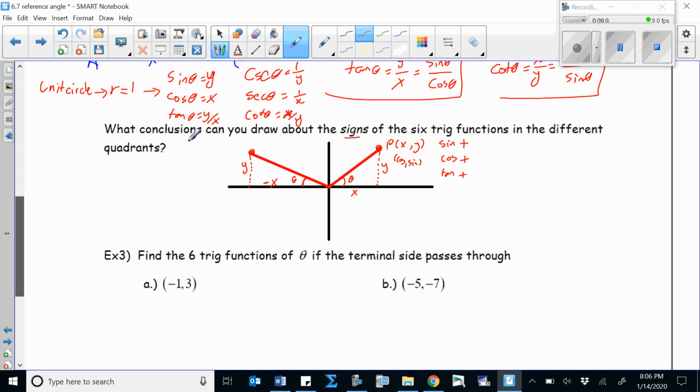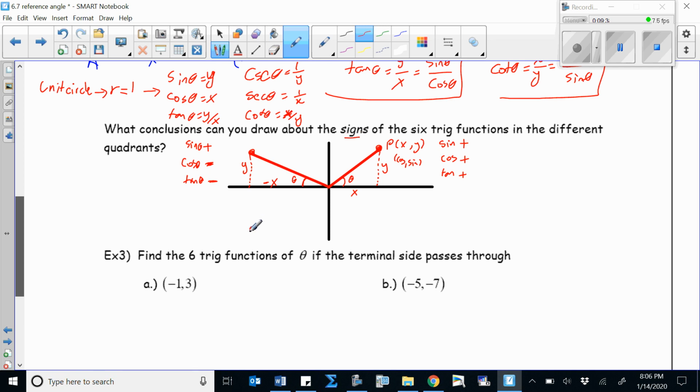So sine of theta will be positive because it's y and it's positive, but cosine of theta will be negative because x is negative and cosine is equal to x. So cosine is negative and tangent will be positive over negative, which is negative. So in the second quarter, sine is positive, but cosine and tangent are negative.